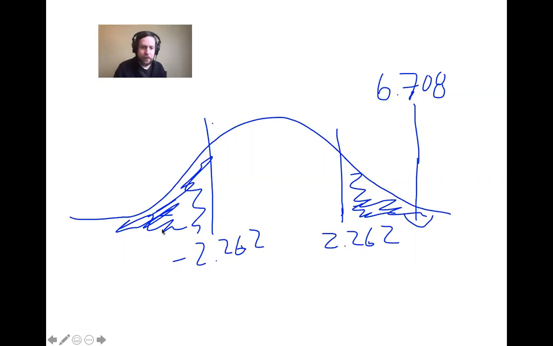You shade in the critical regions. 6.708 is over here, way in the right tail, so you would reject the null hypothesis. The calculated t is in the critical region because it is bigger than this critical t right here, 2.262. Therefore, this t is in the critical region, and we reject the null hypothesis. Any questions about using the t-table to make a decision regarding whether to accept or reject the null hypothesis?